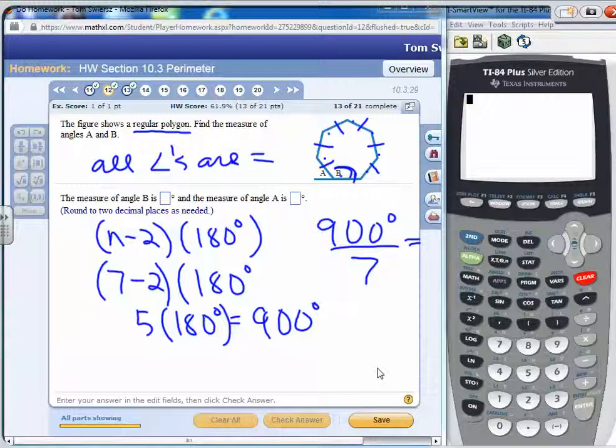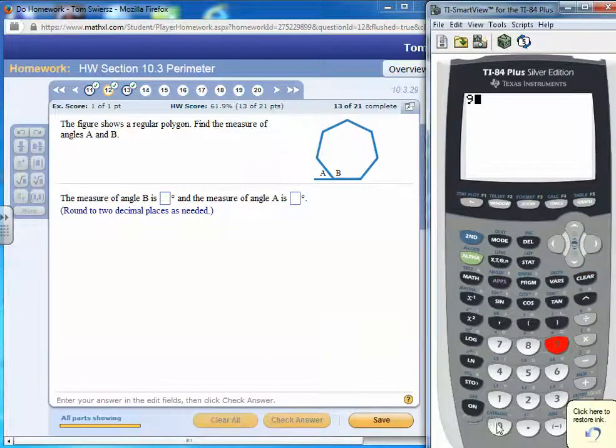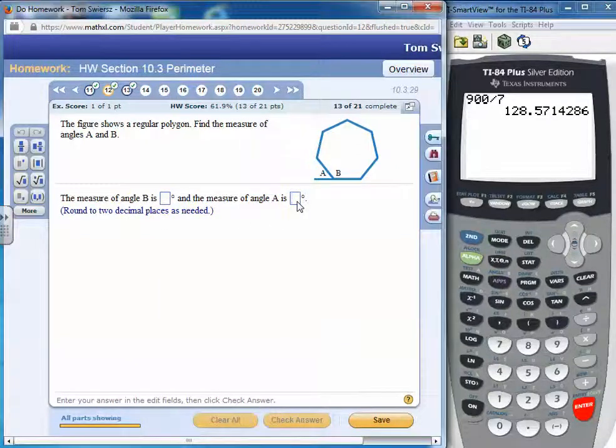So if we go ahead and do that on our calculator, take 900, divide by 7, we get 128.571. So again, rounded to 2 decimal places, my answer is 128.57. I'm sorry, that's angle B. 128.57 is angle B, the interior angle.